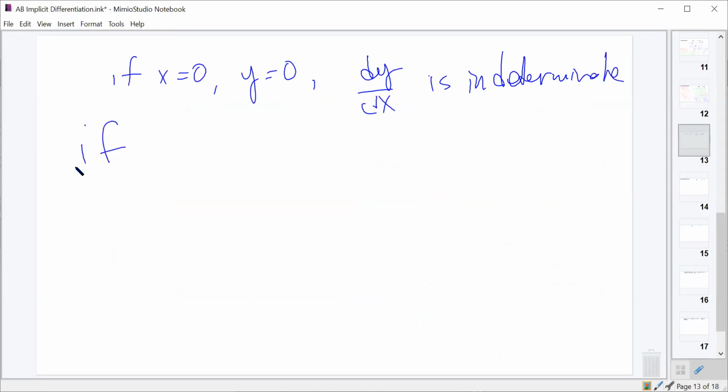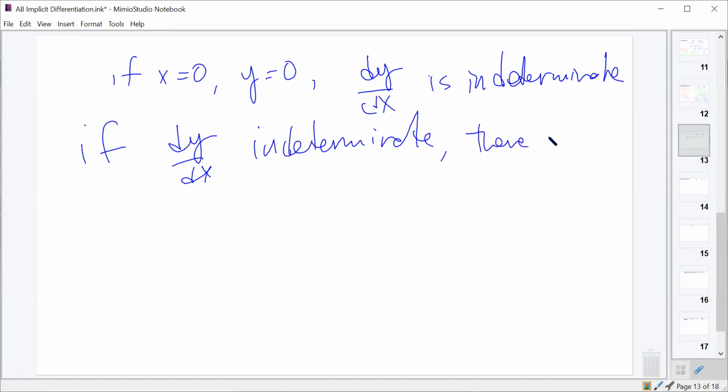And if dy/dx is indeterminate, then there is no tangent line at that point. It's simply a point on the graph, because it worked on the graph, but it doesn't actually have a tangent line there. It's just some separate point, separate from the entire rest of the graph.